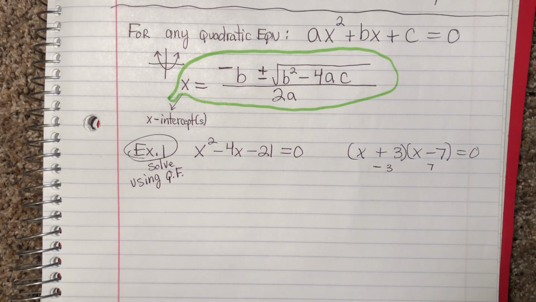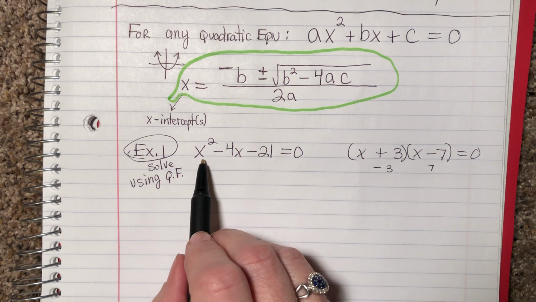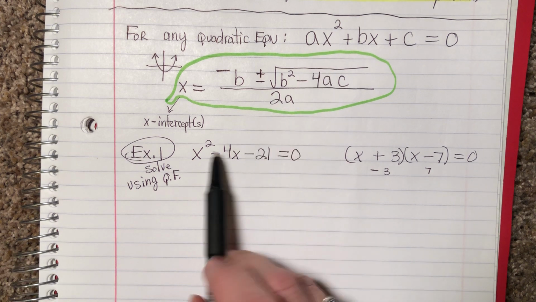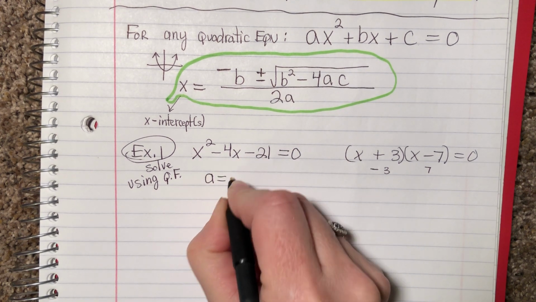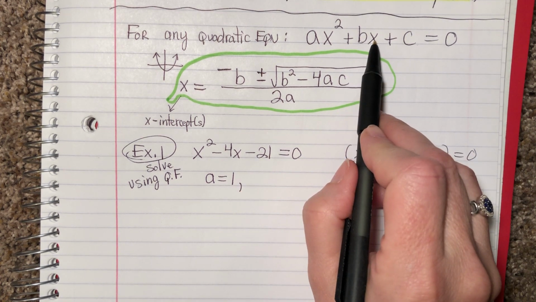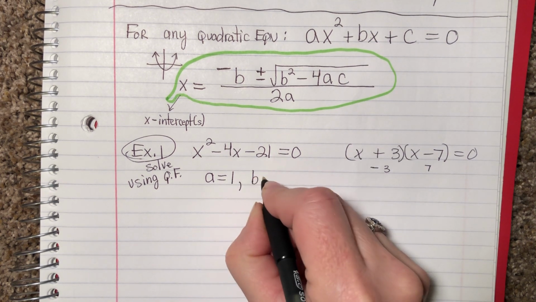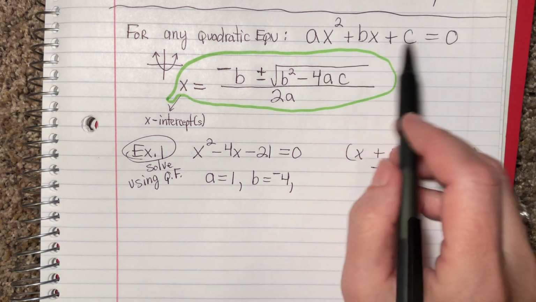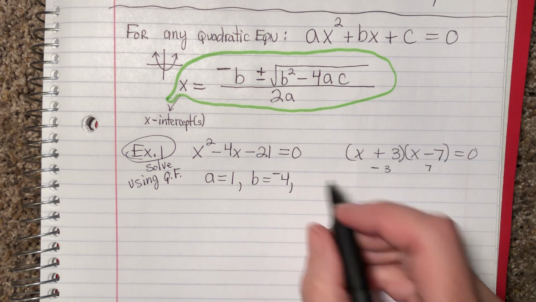So the first thing you should do, and you should be really careful about this part, is identify your A, B, C. A is the number in front of the x squared. There's an invisible 1 here, so I'm going to list out my A is 1. B is the number that's attached to the x, not the square, just the x. So my B is -4. And then your C is just the number, but notice everything's on the left side. It has to equal 0. So C would be a -21.